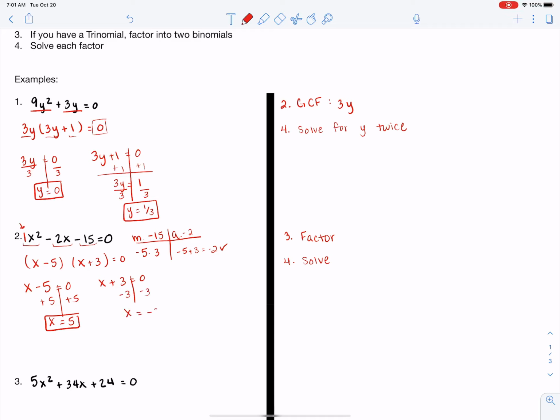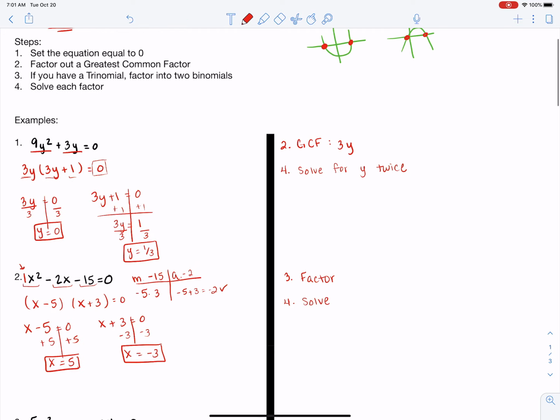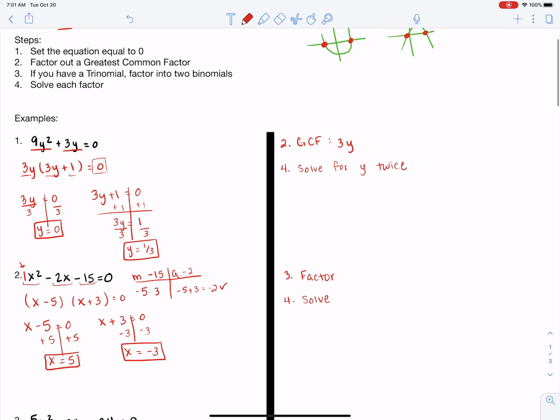X equals negative 3. So if you were to put this quadratic on a graph, you would see that the parabola crossed the x-axis at 5 and negative 3. So remember, we're still finding those pieces on the graph. It just looks different today, okay?